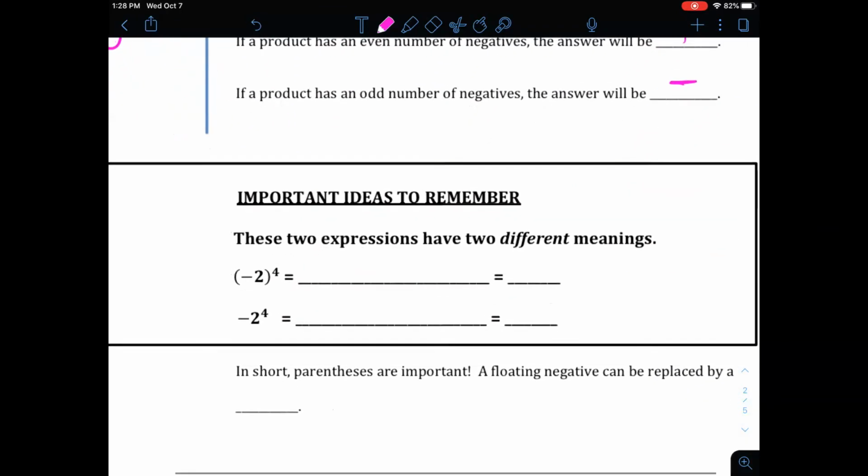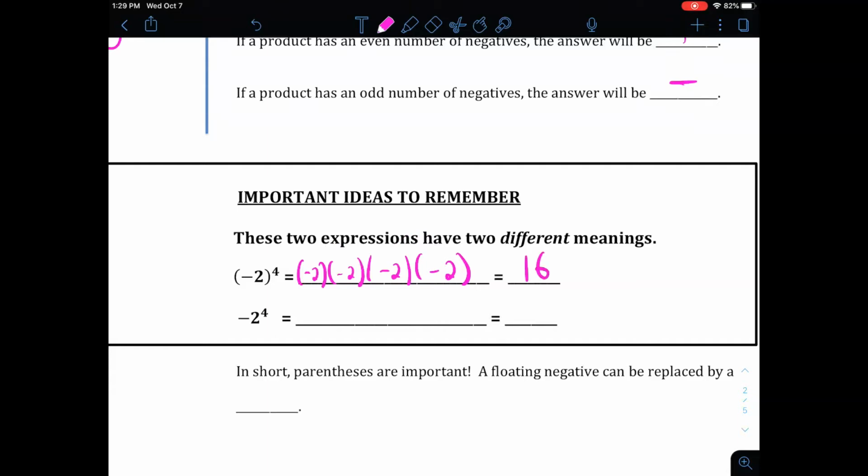All right. These are important ideas to remember. These 2 expressions have 2 different meanings. We have (-2) to the 4th, and we have -2 to the 4th. This one has parentheses, this one doesn't. So this one is saying we have -2 four times. These are all going to match up and cancel out, and make a positive 16. 4 times 4 is positive 16.